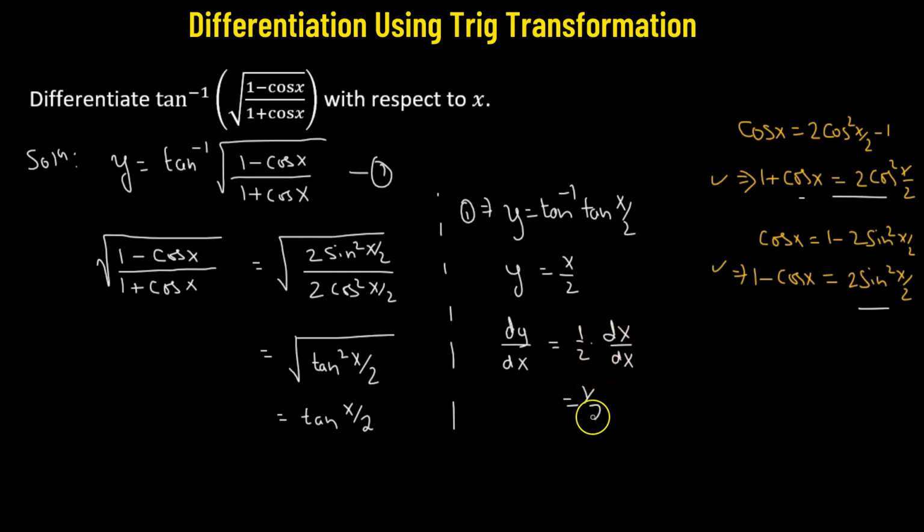So our final value will be equal to half. So that means the derivative of the given inverse tangent function with respect to x is equal to 1 over 2. Let's move on to the third problem.